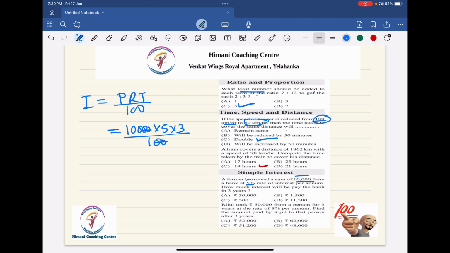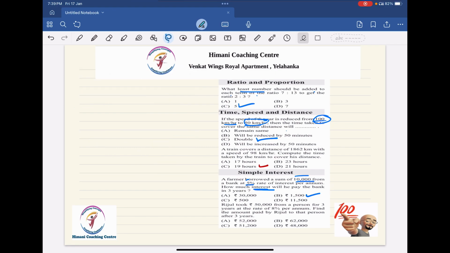So these two zeros go, 5 threes are 15 into 100. 1500 is our answer. See, you have to pay attention to these questions because they are asking how much interest. So we have to just give the interest. If they say how much amount this guy will pay, then we will have to give the amount, which would be principal plus interest. But in this question, they have asked only interest.